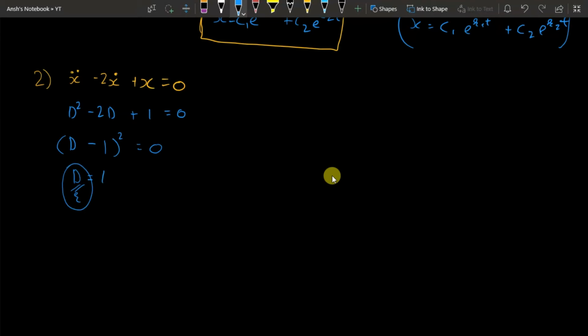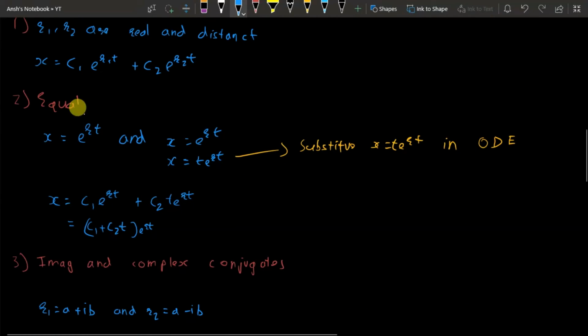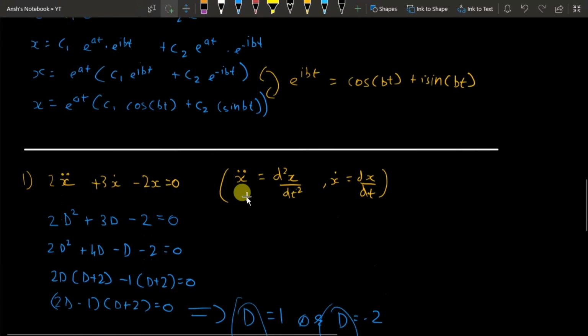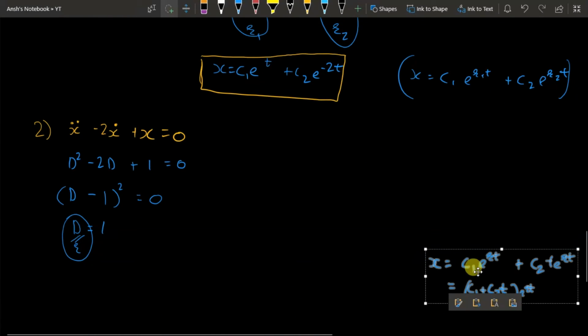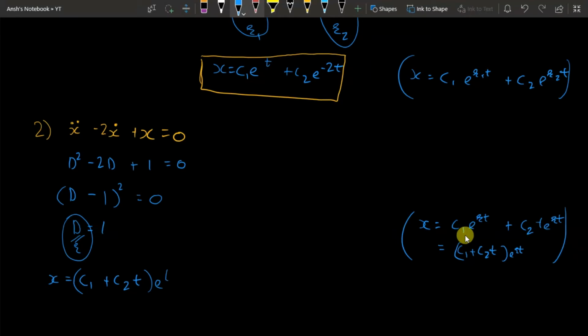So we know the value of r, but we only have one root in this solution. Or rather, we have two roots, but the value of both the roots is equal. So what is the general form in this case? The general form in this case is as so. We'll just borrow that from above. We'll write it here for reference, and let's put this in brackets. Now that we know the value of r, the general solution would be C1 plus C2t, e raised to t.